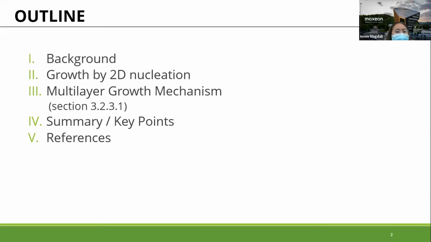This will be the outline of my discussion. I will just give you a brief background of the topic, then the different growth modes by 2D nucleation, and then the main topic about the multilayer growth mechanism, and some key points as a summary, and then the references.